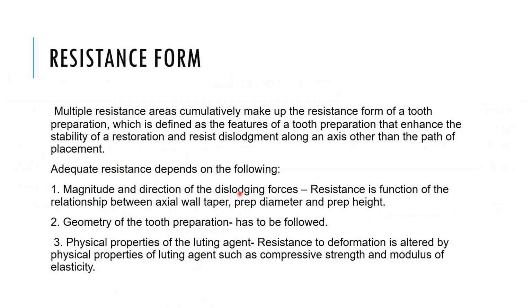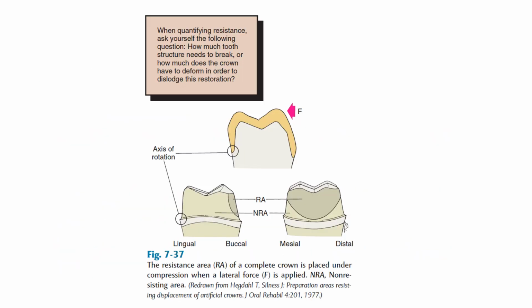So magnitude and direction of dislodging forces. Resistance is a function of the relationship between the axial wall taper and the prep diameter and the prep height. Okay, which has to be followed properly. Geometry of the tooth preparation has to be followed well, and so there will be no forces acting on the tooth surface. The physical properties of the luting agent should be proper, so it does not deform the restoration, right? Okay, and it doesn't cause too much dislodgement of the restoration, guys.